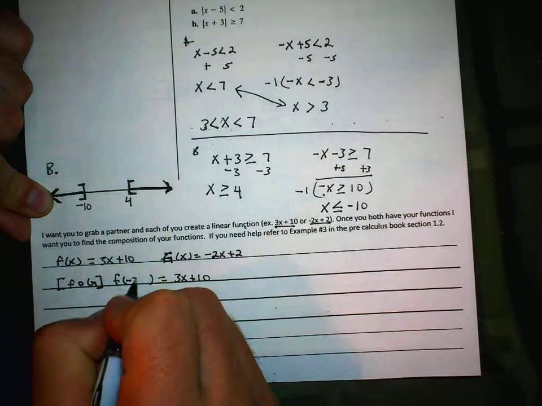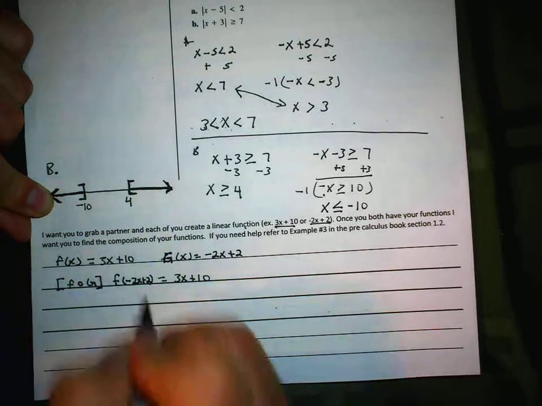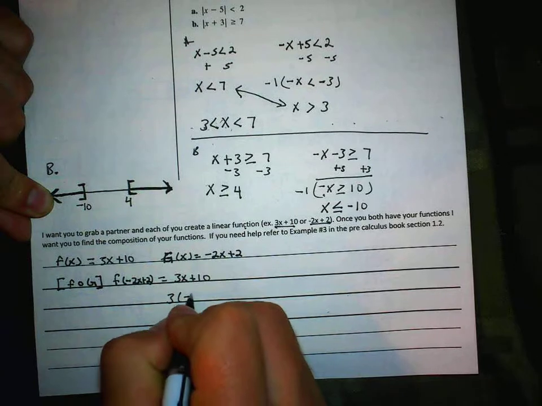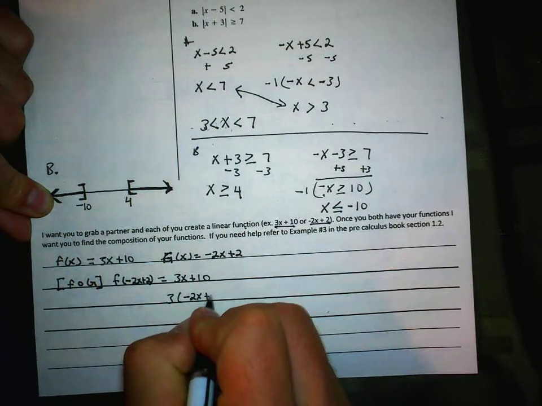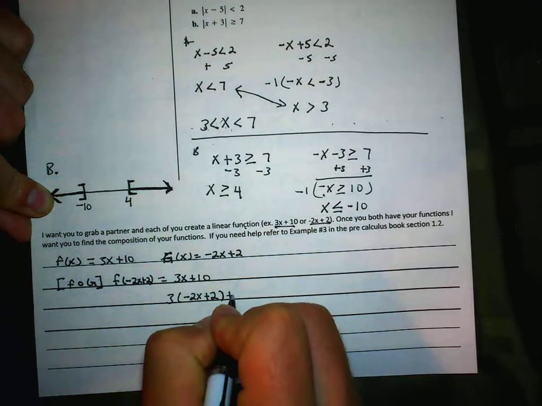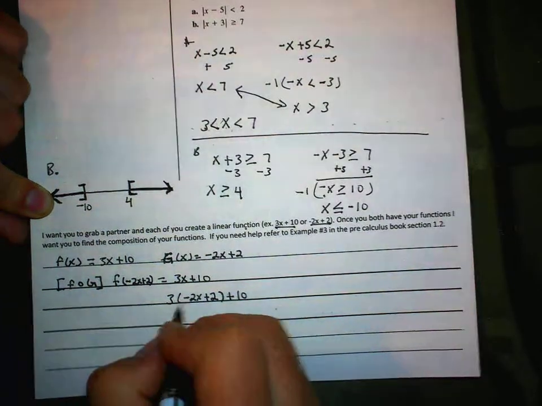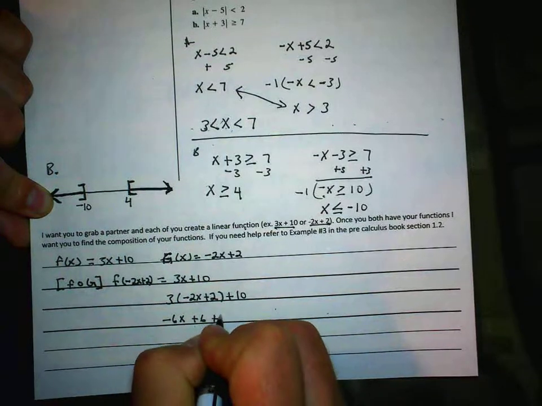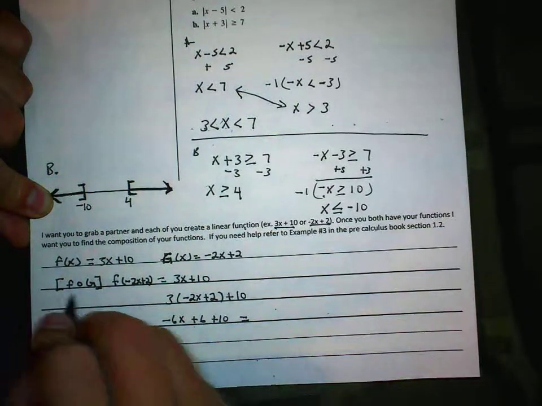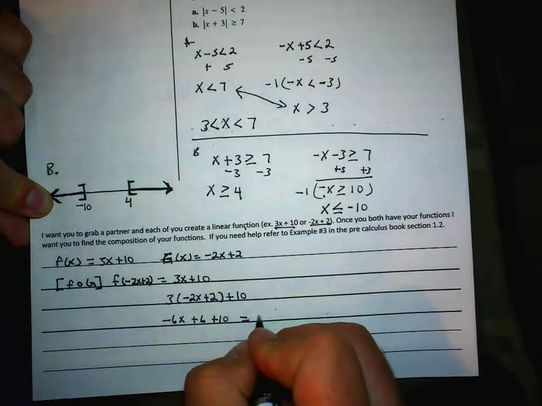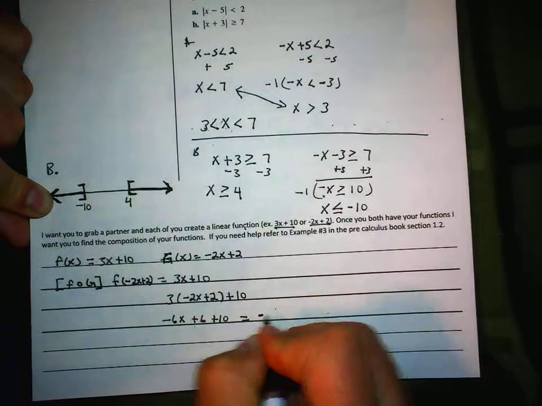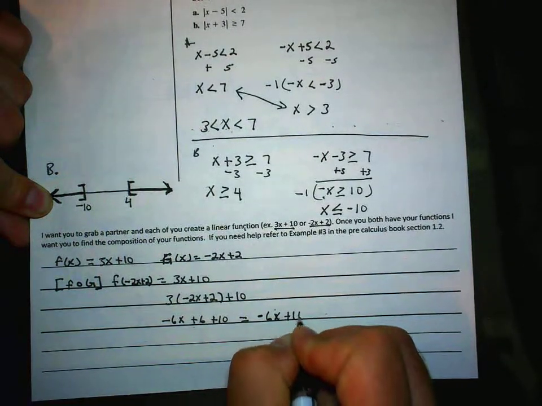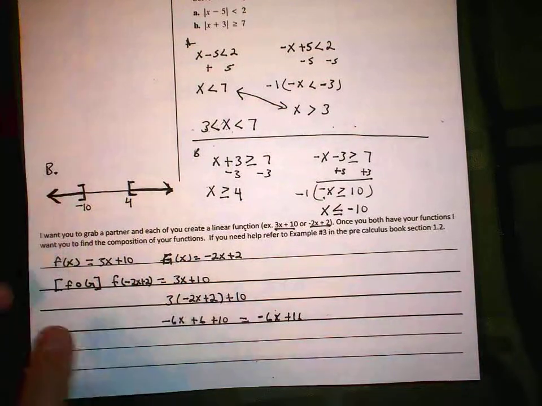So I'd come over here and put negative 2x plus 2, so that I'd have to rewrite this as 3 times negative 2x plus 2, close the parentheses, plus 10. FOIL out and combine like terms here, so I'd wind up with negative 6x plus 6 plus 10. My final answer for f of g would be negative 6x plus 16. Now, that's the first composition of this function.